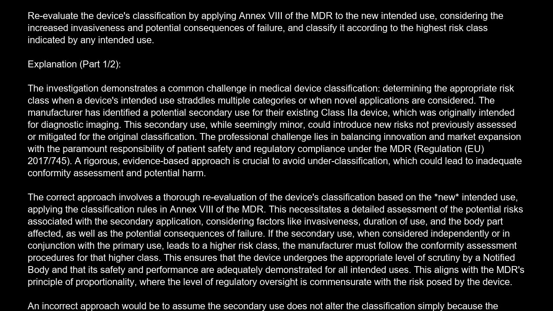The correct approach involves a thorough reevaluation of the device's classification based on the new intended use, applying the classification rules in Annex VIII of the MDR. This necessitates a detailed assessment of the potential risks associated with the secondary application, considering factors like invasiveness, duration of use, and the body part affected, as well as the potential consequences of failure.